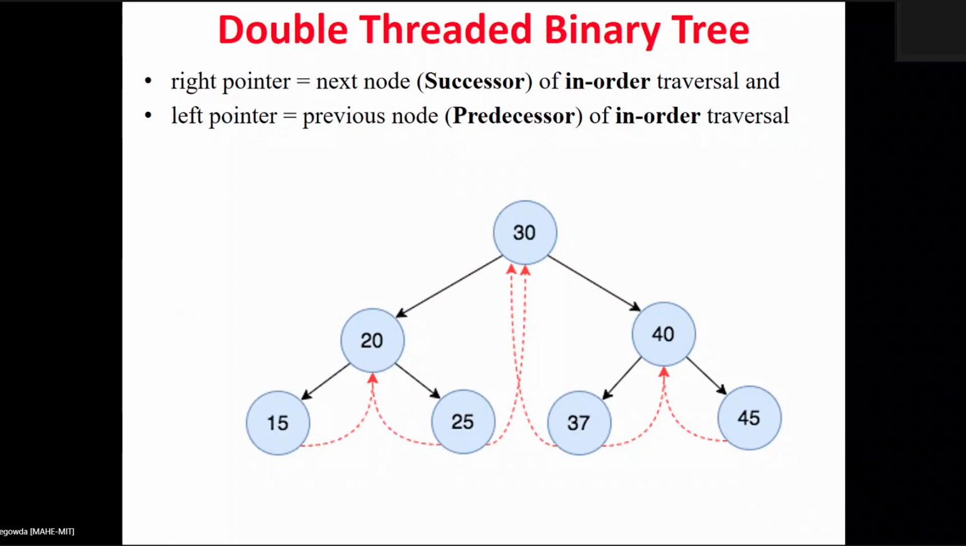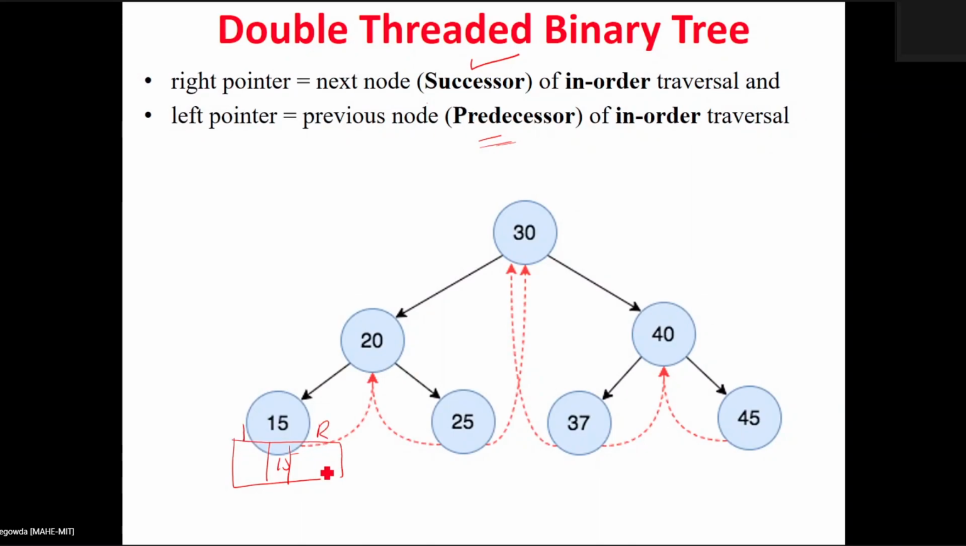Suppose if you look at this example here, as I already told, the right pointer is nothing but the next node of in-order traversal. Who is the next node of in-order traversal? That is nothing but the successor, whereas the left pointer is nothing but the previous node, that is the predecessor of the in-order traversal. Suppose this is the given binary tree here. I wanted to convert this binary tree into its equivalent double threaded binary tree. This particular node has two link fields, so this is the left field and the right field.